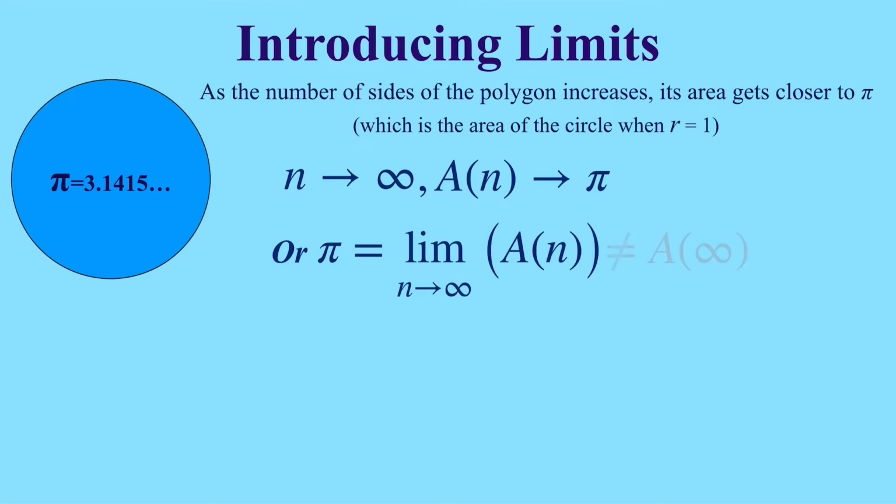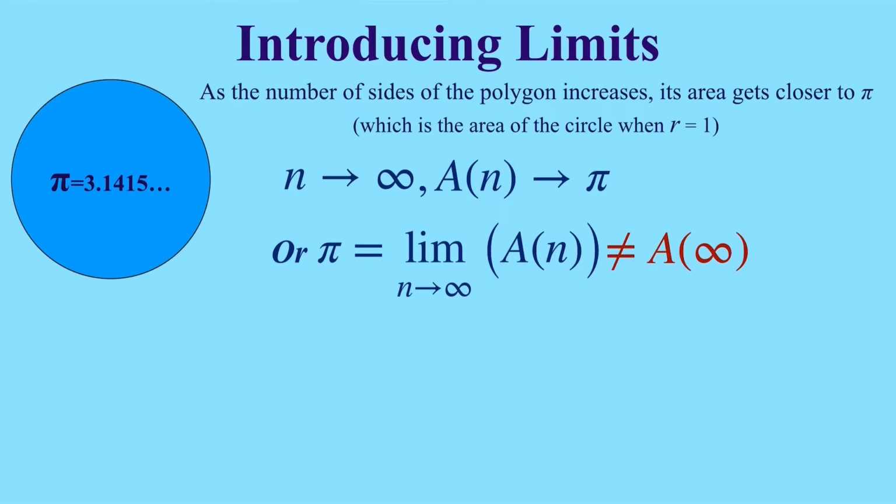This is not, though, and it's important, the same as saying pi is equal to the area of infinity. Pi isn't equal to the area of an infinite-sided shape. The circle isn't an infinite-sided shape. It's a single curved-sided shape. And obviously, if you put infinity into the area of polygon function, it wouldn't make sense. Infinity isn't well defined. It's not actually a number, so it's not the same.